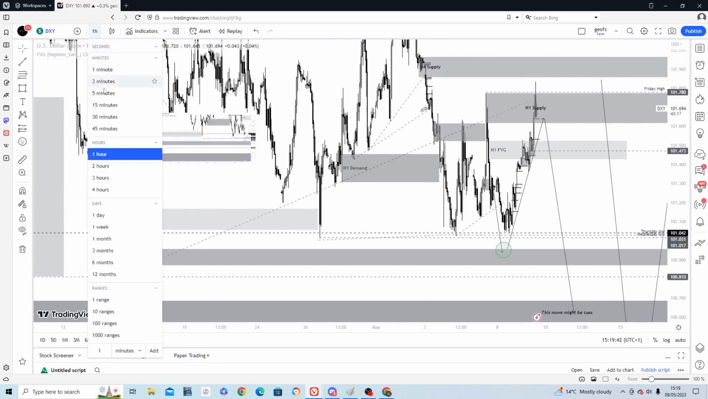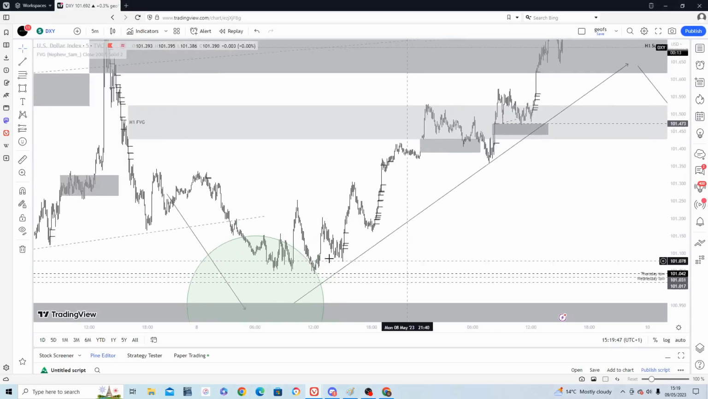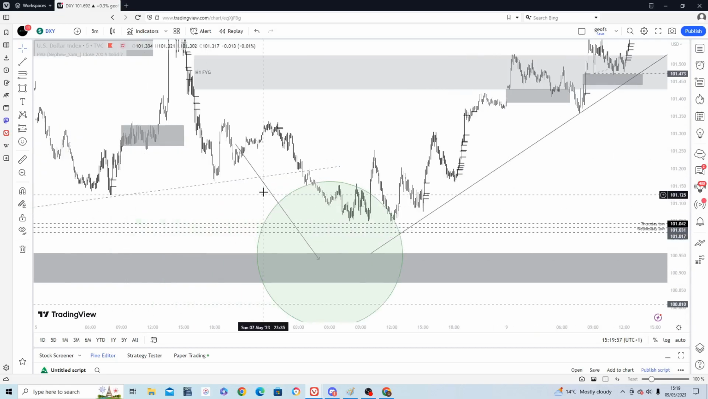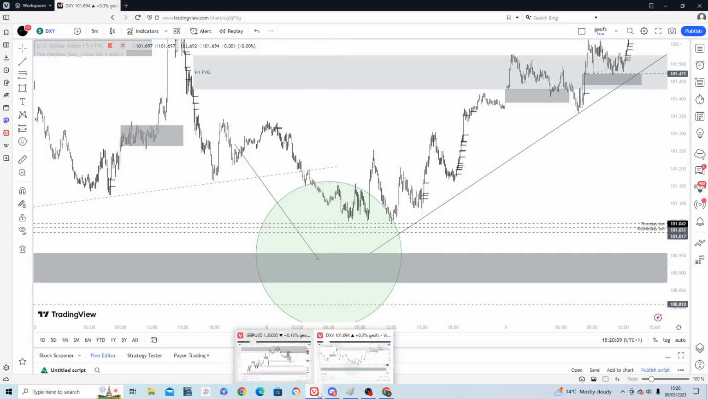So if we key in Monday morning, looking at it a bit more granularly, I was waiting for draw on liquidity before the main bullish move. So we've got this trend line. We've also got these daily lows. I thought we might go below these daily lows, but below this trend line was sufficient. So I just waited for that and then switched over to the majors.